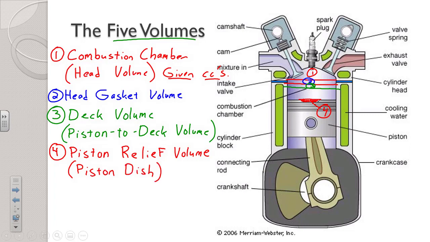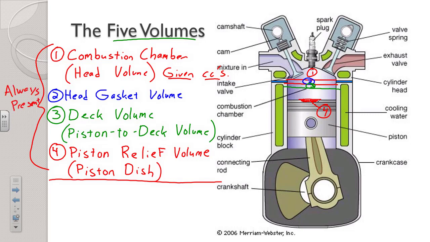Now, all 4 of those are always present inside the cylinder. No matter where the piston is, these 4 are always present. But there's a 5th one that's not always present, and that is the main volume inside the cylinder. That is to say, that volume comes and goes depending on whether the piston is at the top or the bottom. And as we just saw in our last topic, that's called your swept volume. The swept volume is only there when the piston's at bottom dead center. At top dead center, it disappears.